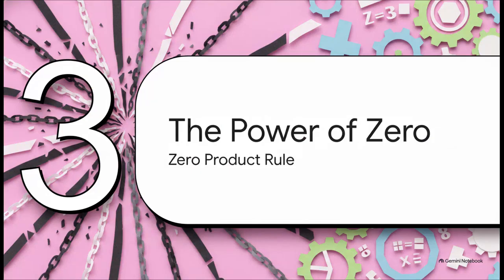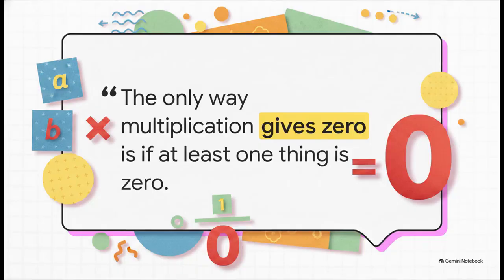All right, Section 3, the power of 0, the zero product rule. 0 is such a unique number. It wields this power that can be surprisingly destructive, but also incredibly handy for solving problems. The big takeaway is right here, the zero product rule. If you multiply 2 things together, let's just call them A and B, and your result is 0, well, there's absolutely no way around it. Either A is 0 or B is 0. This rule is going to be your best friend when you're solving equations.